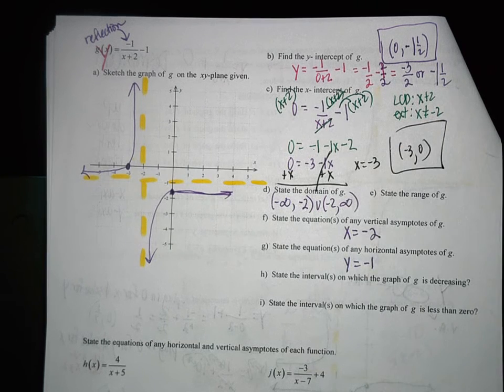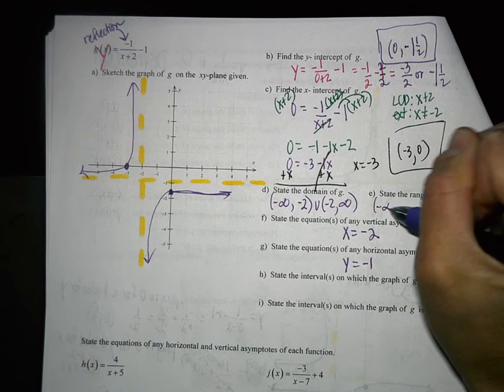You're good. Okay, somebody else tell me the range. Okay, Kyle, let's hear it. Negative infinity to what? -1. To -1.